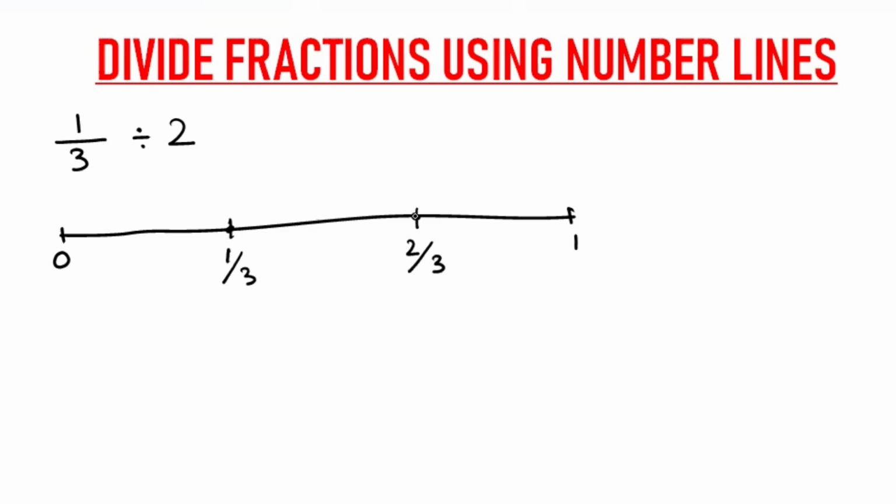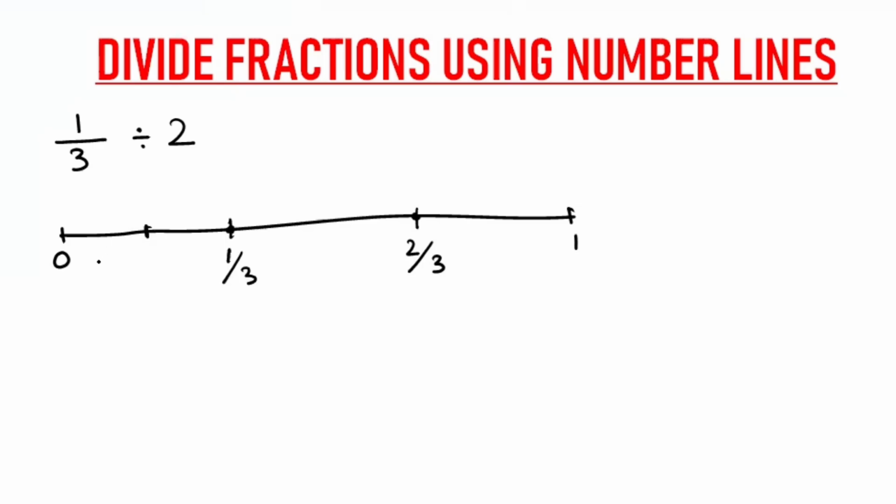Now we want to divide this amount into 2 equal parts. 1/3, from here to here, we have to divide into how many equal parts? 2 equal parts. It means we have to divide it here. One part and another part. So the length of this piece will be our answer. But what fraction is this? That we have to find out.